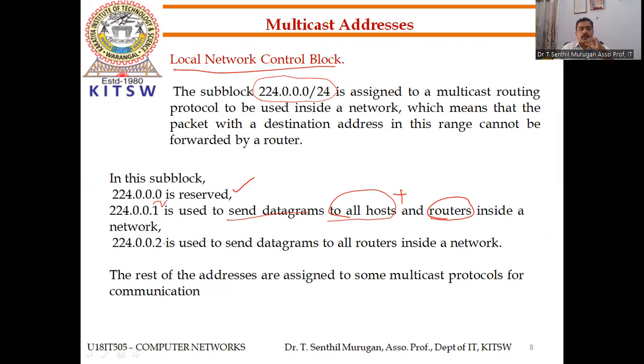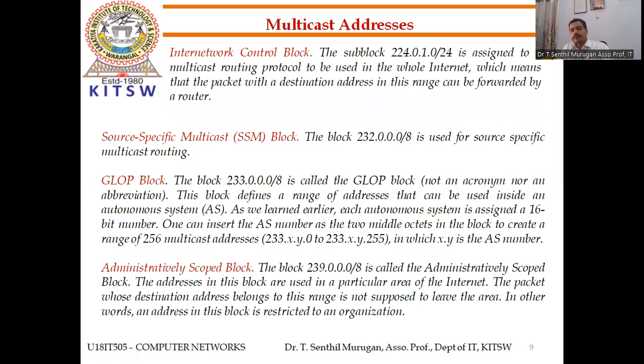In case 2, what is the meaning? It sends the datagram to all the routers inside the network, not all the hosts, only routers. Like that, the rest of the addresses are assigned to some multicast protocol communications.